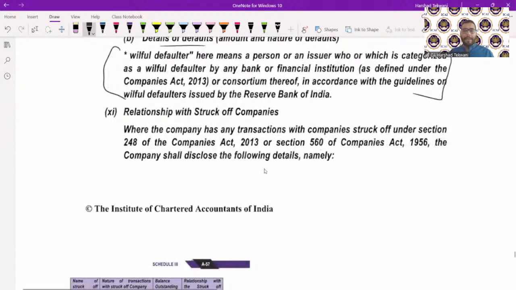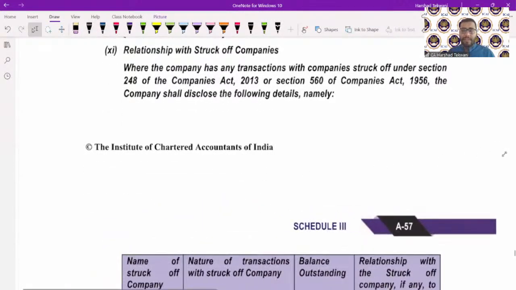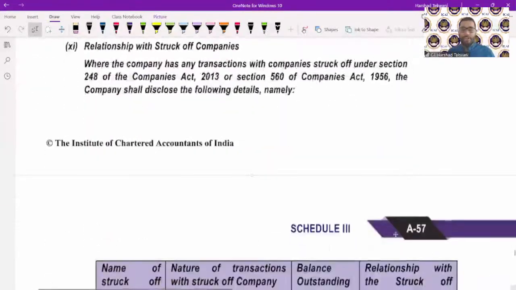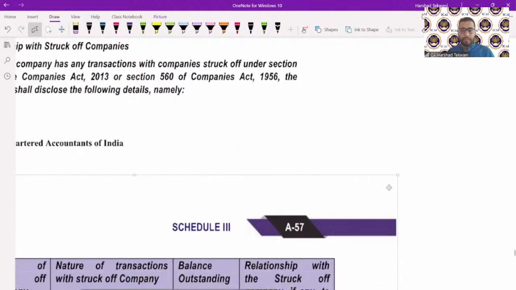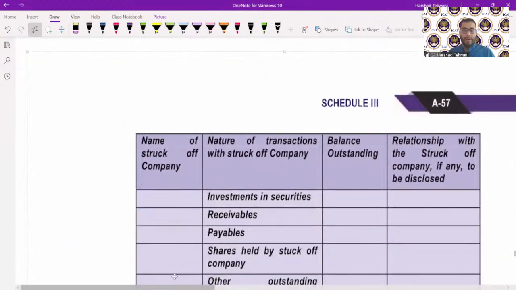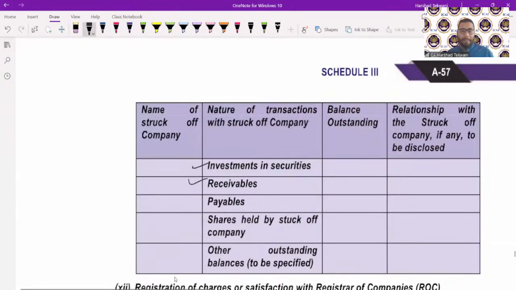Relationship with struck-off companies. We need to provide the relationship with struck-off companies. We discussed in the last lecture also how we are required to disclose the relationship. If there is a struck-off company and we have any investment, receivable, payable, shares held by that struck-off company in our company, or any other balance with that struck-off company, then we need to provide that detail over here.